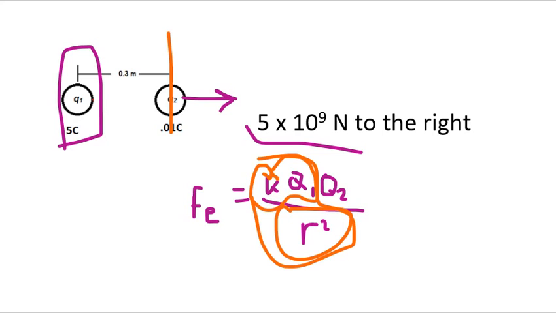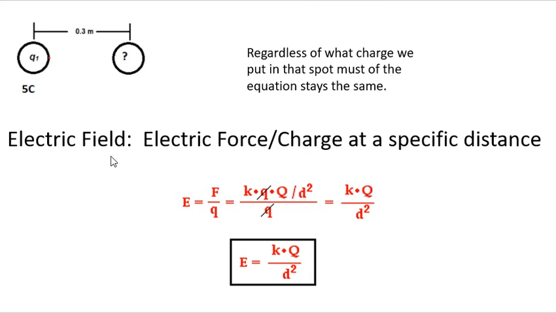So these three things have a name to them. This is what we call the electric field. The electric field is the electric force per charge at a specific distance. I don't know what I'm going to put here, but I could still calculate the electric field, which means I know K, I know Q1, I know this charge, and I know how far away I'm going to put things. That's the electric field. Now, this is the first equation.